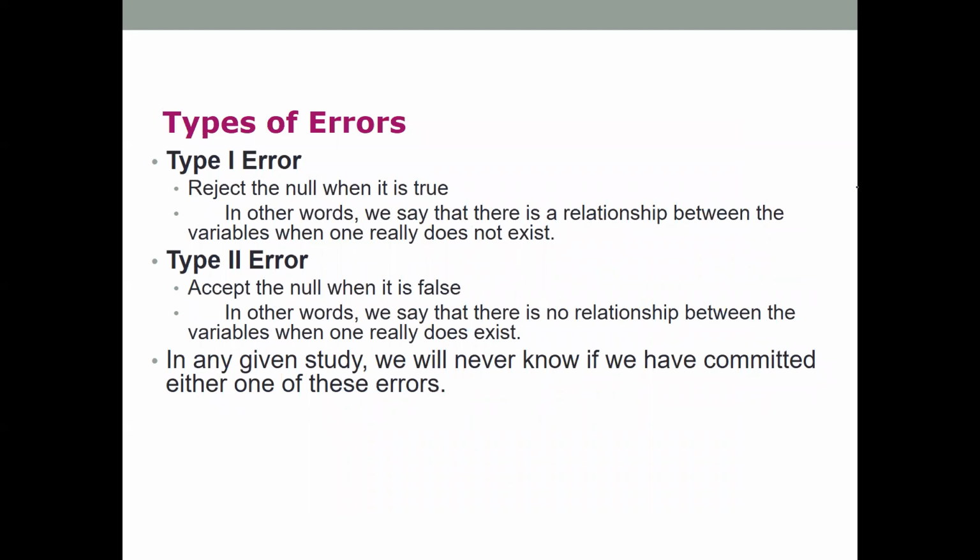The other thing we need to know is types of errors. We're going to talk about type 1 and type 2 errors. A type 1 error is when we reject the null when it's true. In other words, we say there's a relationship between the variables when one really doesn't exist. A type 2 error is when we accept the null when it's false. In other words, we say there's no relationship, which is the null, when one really does exist. In any study, we'll never know if we have one of these errors, but you do need to know the difference between type 1 and type 2 errors.